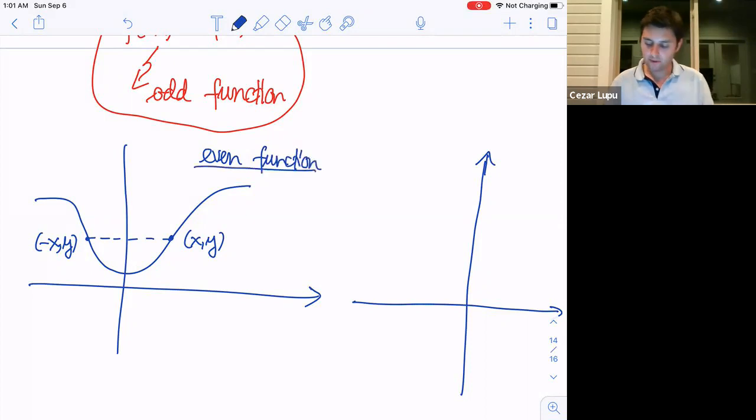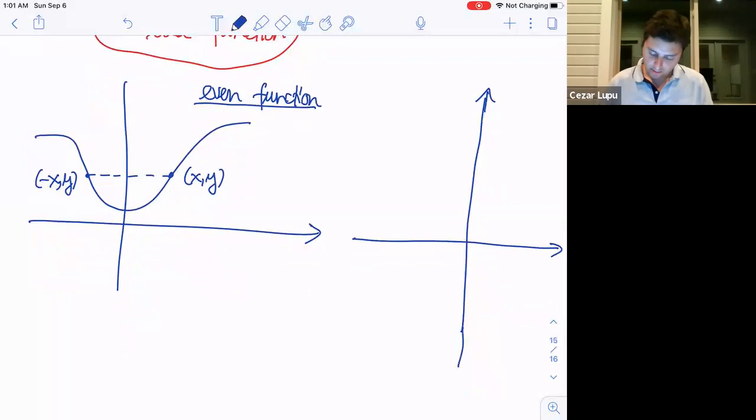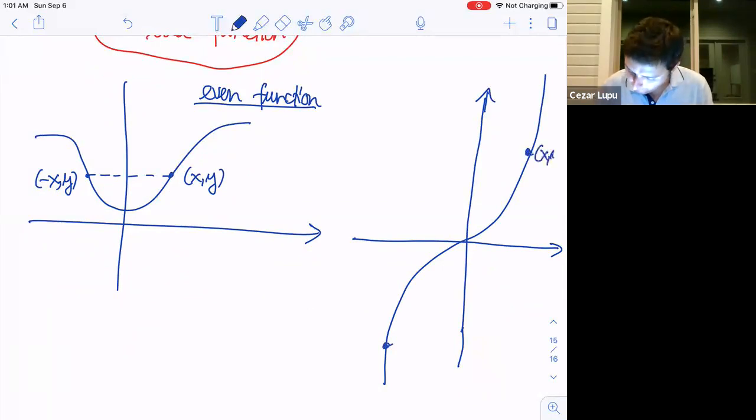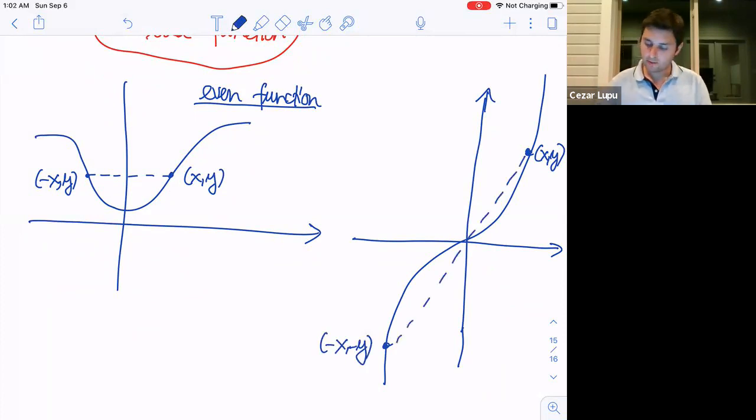And now let's see an odd function. Well, let's look for something like this. Let's go in this way, right? And here I have a point, let's just say here I have x, y. And here I have negative x, negative y. So that's the mirror image, right? This is what we call an odd function.